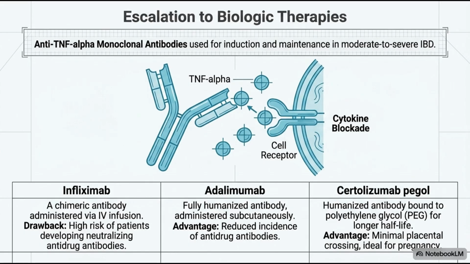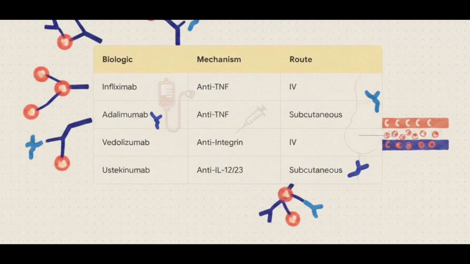Then there's certolizumab pegol, which is super beneficial as a safer option during pregnancy because less of the drug crosses the placental barrier. Beyond the anti-TNF drugs, we have highly targeted options like vedolizumab, which is an anti-integrin given by IV, and ustekinumab, which specifically targets interleukins 12 and 23 via a subcutaneous injection.